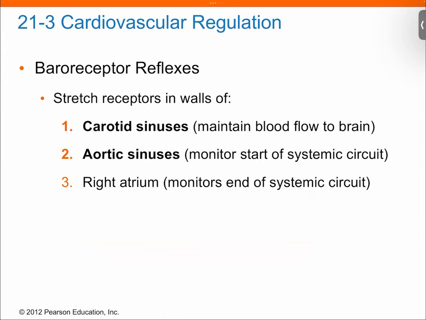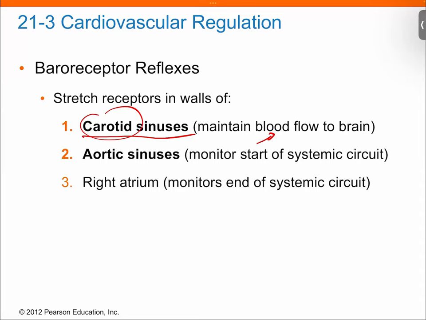So the baroreflexes are going to be found strategically placed in a couple of locations. The first one is in the carotid sinuses. So this is basically in the carotid arteries, which makes a lot of sense, right? Because what better place to measure blood flow and blood pressure than on its way to the brain? Because remember, especially in us, we've got a carotid coming straight off that aortic arch.